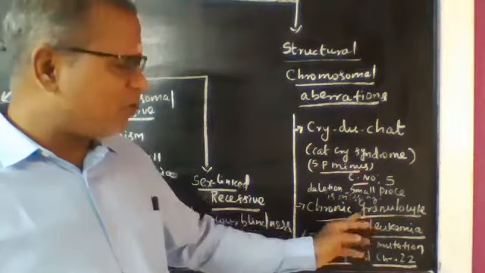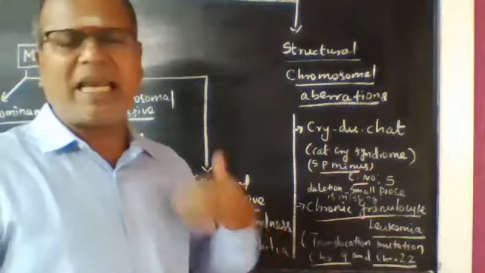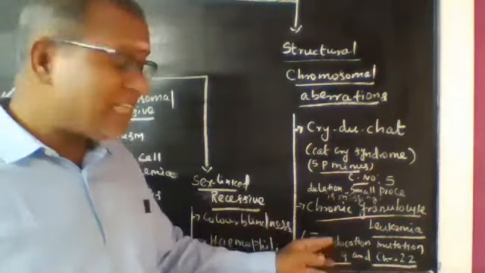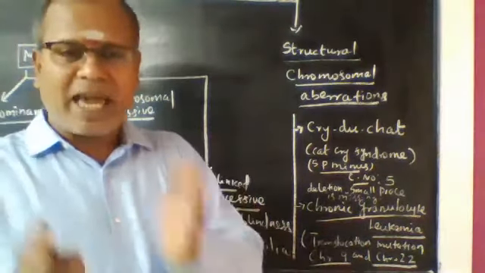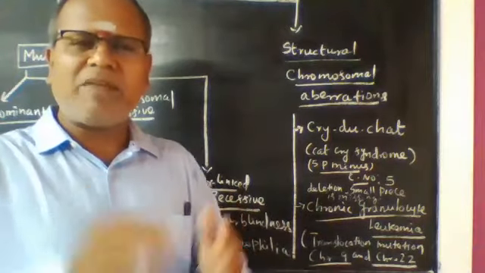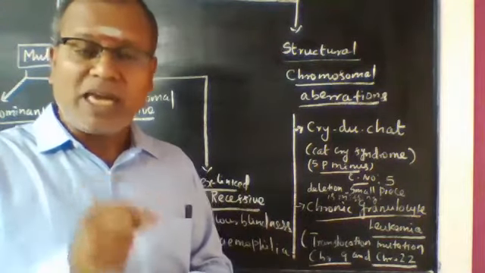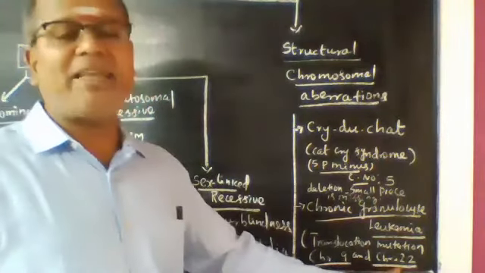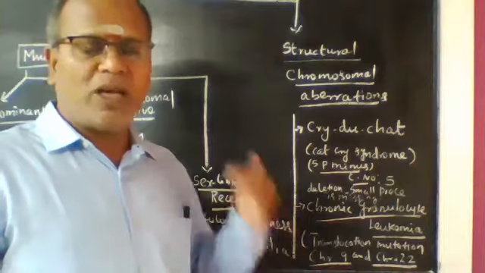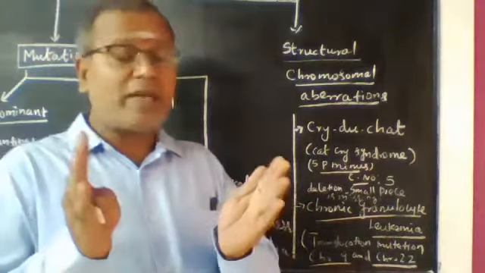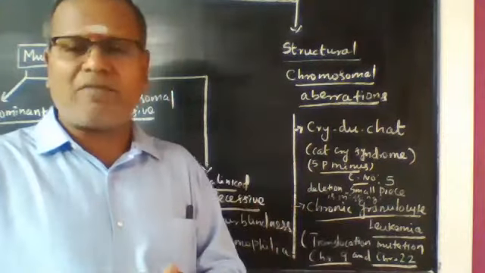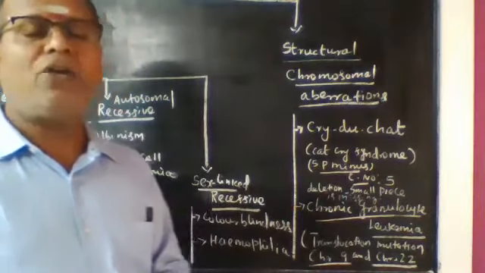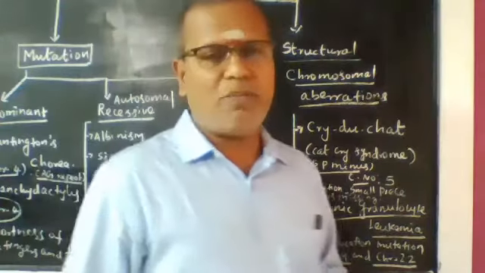In chronic granulocyte leukemia, the number of granulocytes is increased due to translocation mutation. The exchange of genetic material takes place between non-homologous chromosomes. Here, exchange takes place between the 9th and the 22nd pair of chromosomes. The 9th and the 22nd pair of chromosomes exchange chromosomal segments. It is known as translocation mutation.